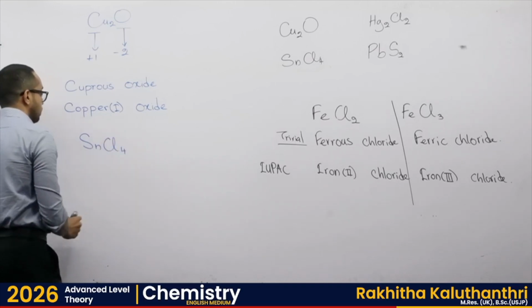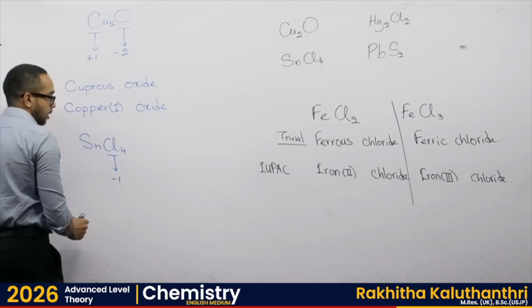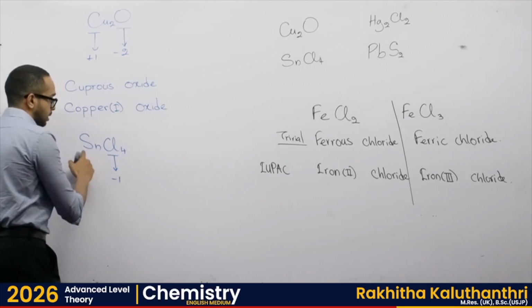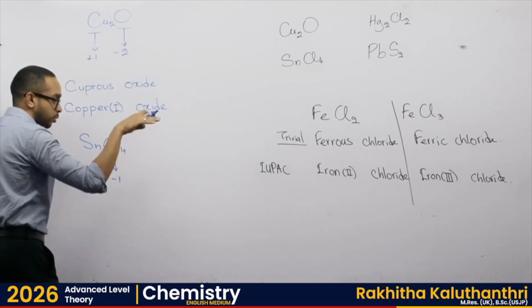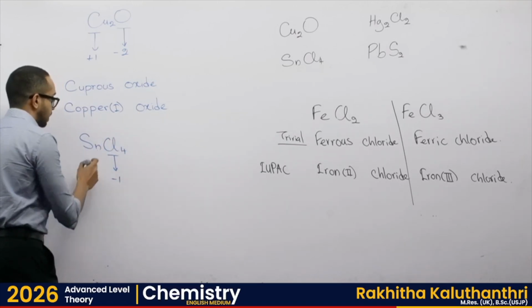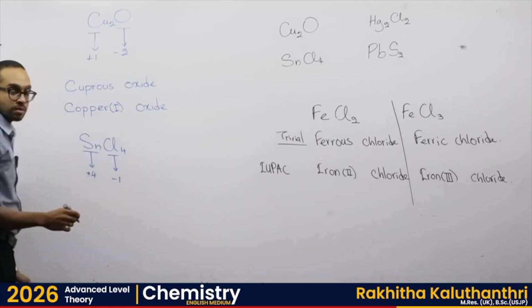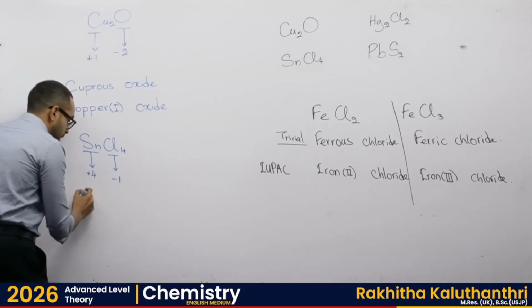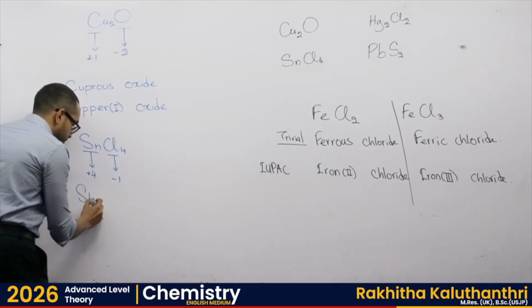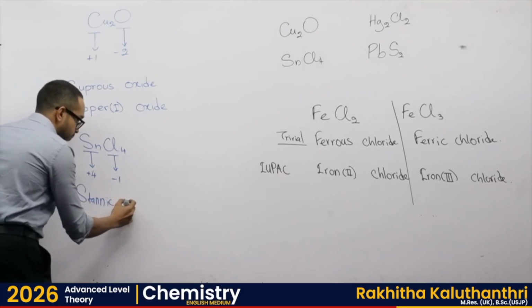Then we have SnCl4. Again, Cl is -1 most of the time. In this case it is connected to a metal, and metals have very low electronegativity, so definitely chlorine is -1 here. So if you find the oxidation state of Sn, it will be +4. So what we are dealing with here is stannic, leave a space, chloride.